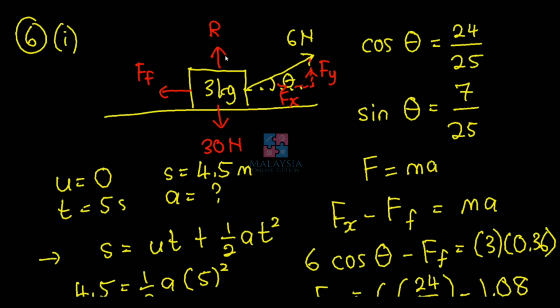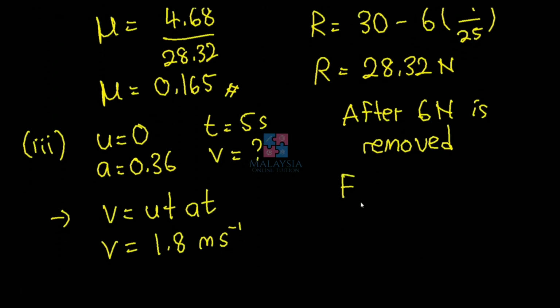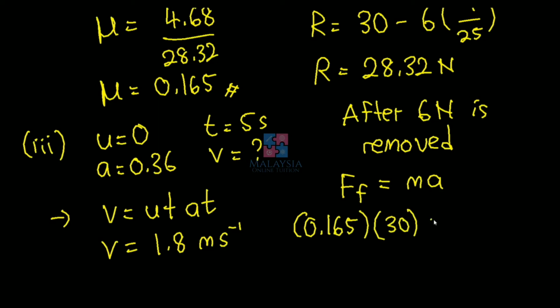However, in part 3, they said that the 6 Newton has been removed, meaning that you no longer have this Fy. Now you will only have your reaction force, which is 30 Newton. So we will have a new frictional force. Frictional force equals Ma. So frictional force is 0.165 times the new reaction force, which is 30 Newton, without the Fy just now, equals 3A. So our A will be, this will be 10, because we cut with this 3.